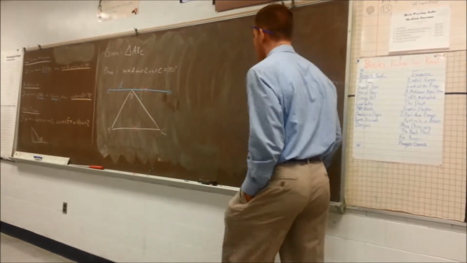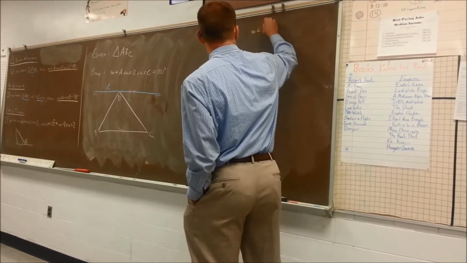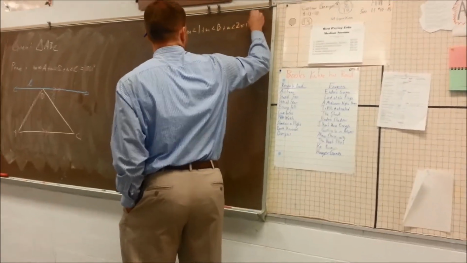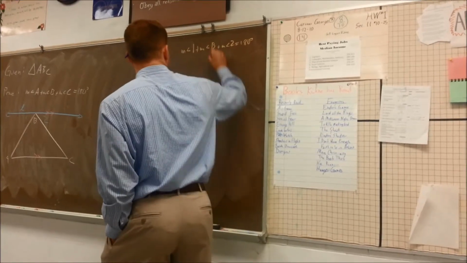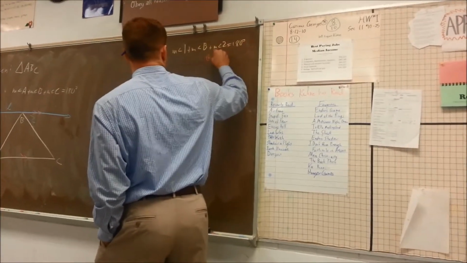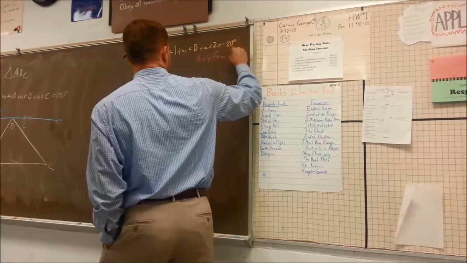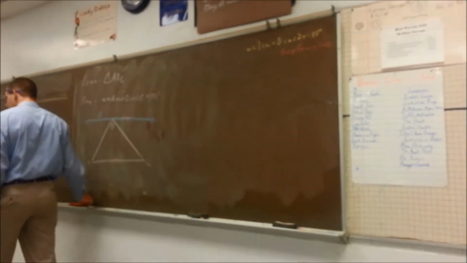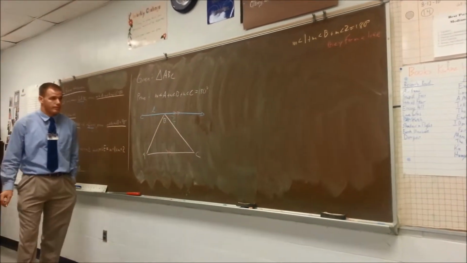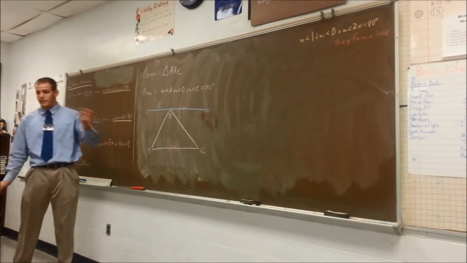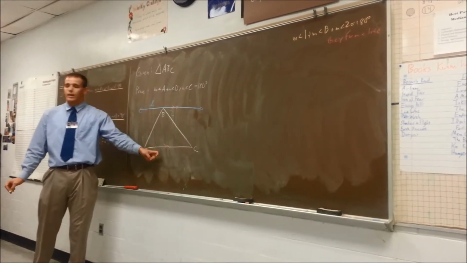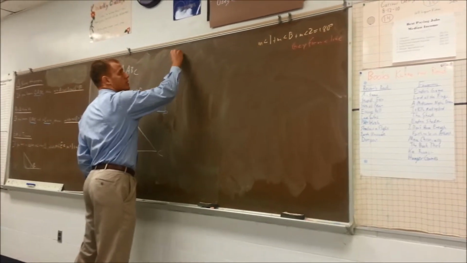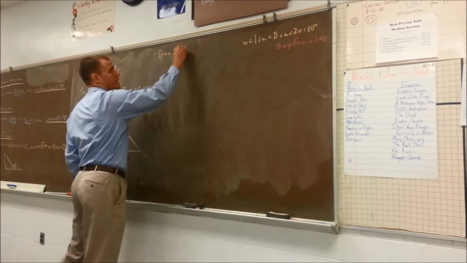So, we're going to start here. We're going to say, hey, measure of angle 1 plus the measure of angle B plus the measure of angle 2 equals 180 degrees. The reason? We're just going to write down they form a line. That's easy. Okay? The next thing we have here, L is parallel to AC. We drew L parallel to AC.